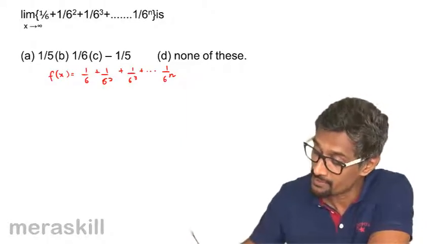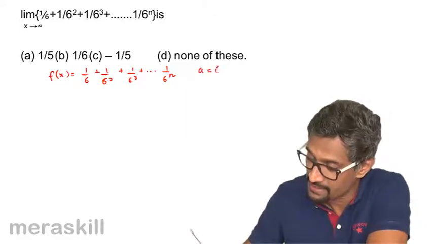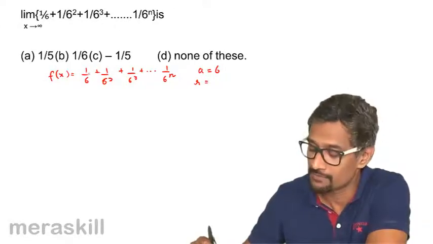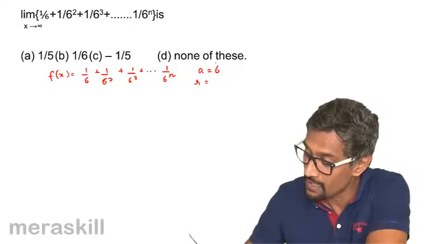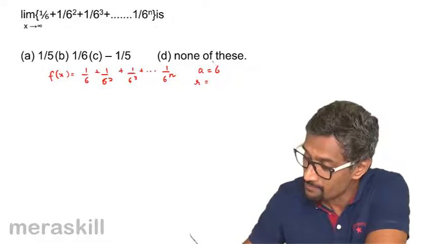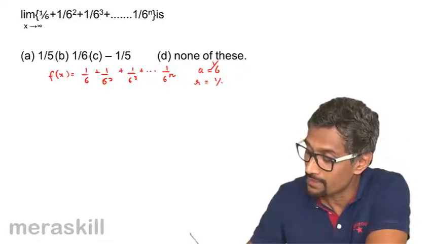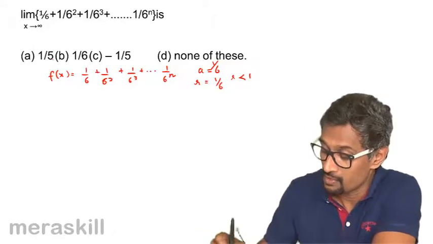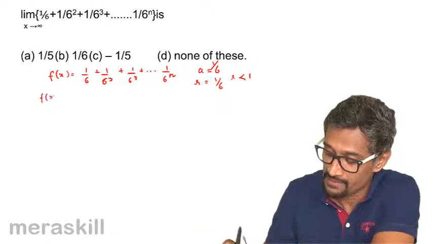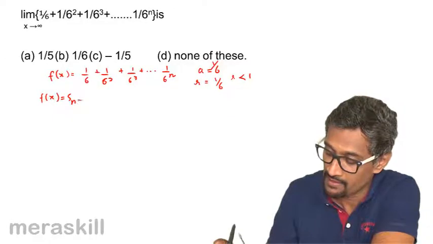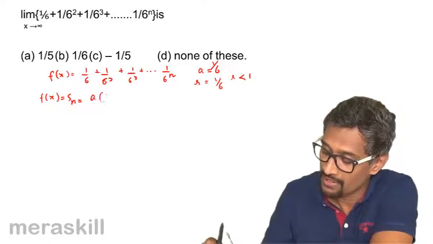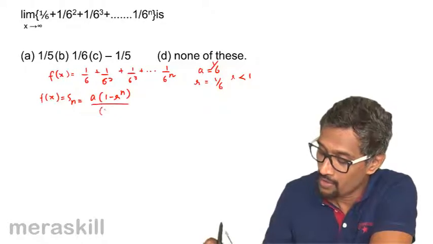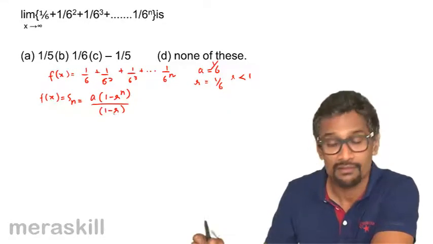So this is a geometric progression where a is 1 by 6, and r is the second term by the first term, or the third term by the second term. A is 1 by 6, r is also 1 by 6, and hence you see that r is less than 1. So in that case, f of x is the same as S of n, which is nothing but a into 1 minus r raised to n upon 1 minus r.